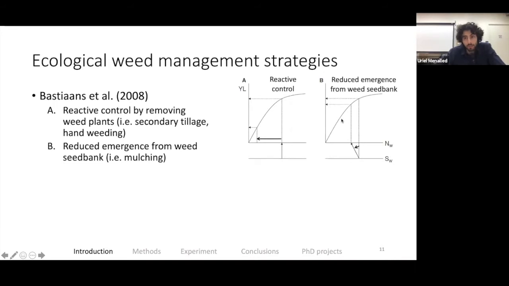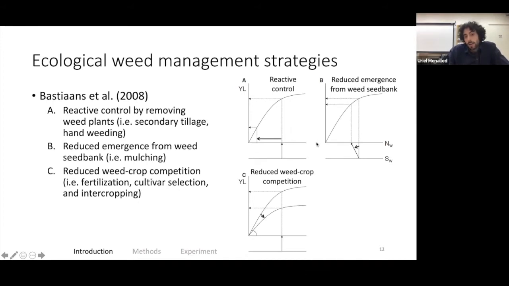A mechanism of ecological weed management is the reduction in the emergence of weeds from the seed bank. And so practices like mulching can reduce weed seedling emergence rates, okay? The third, or another mechanism of ecological weed management is reduced weed crop competition. And unlike the other 2 mechanisms, the idea here is not to reduce yield loss by reducing the density of weeds, rather to reduce yield loss by increasing crop tolerance to any given density of weeds.